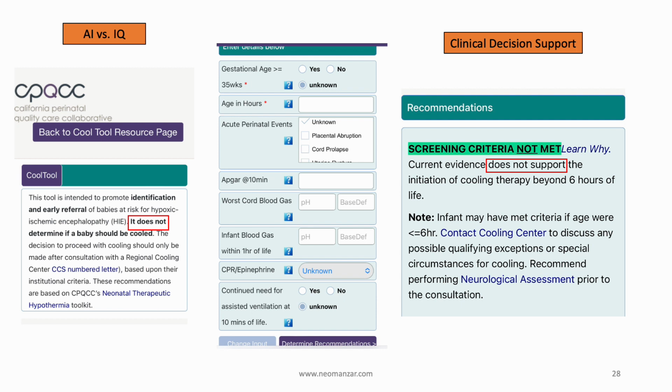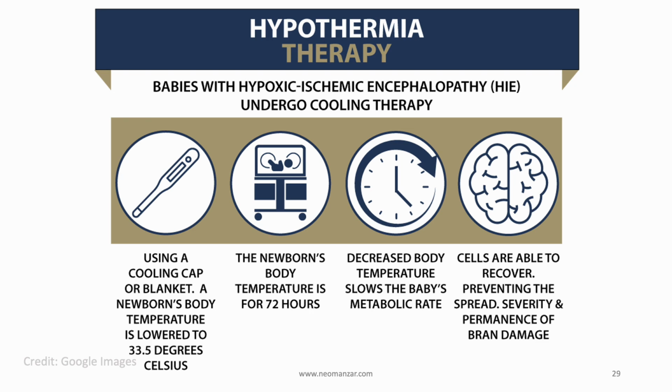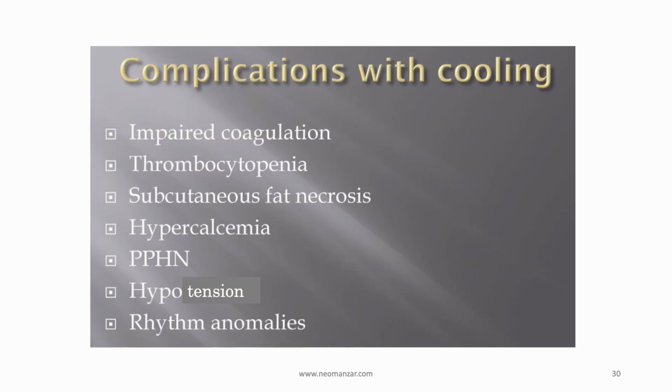There's a calculator you can use, and you put in some numbers and it will tell you if the baby is included. But again, you have to be very critical. It's just a difficult decision to make, honestly. What does hypothermia do? Basically, it just cools the baby, slows down the metabolic rate, and helps the healing process.